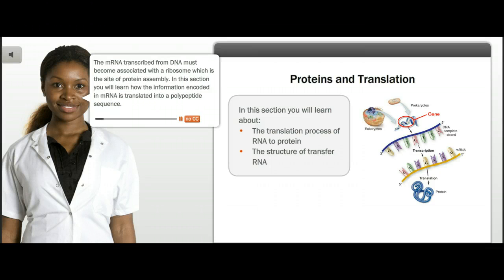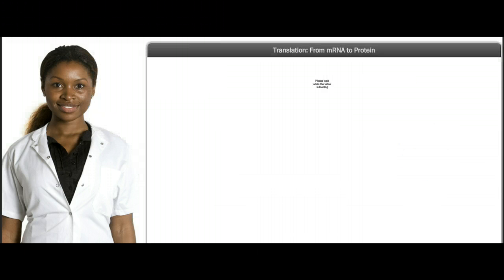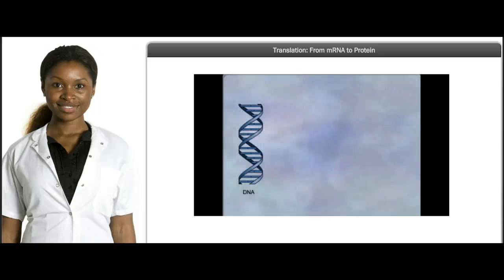The mRNA transcribed from DNA must become associated with a ribosome, which is the site of protein assembly. In this section, you will learn how the information encoded in mRNA is translated into a polypeptide sequence. The genetic information stored in DNA is transcribed into messenger RNA and then translated into protein.